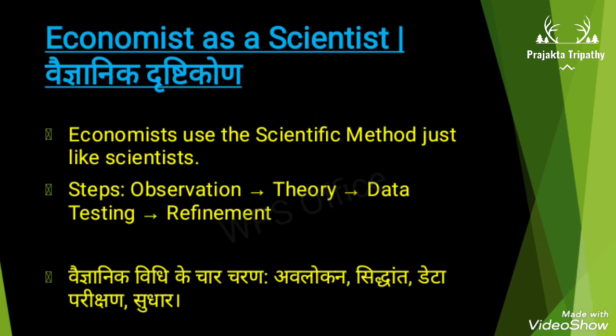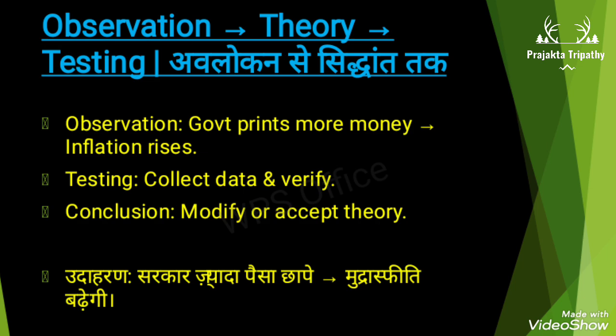The economist as a scientist, the scientific method. Just like a biologist, an economist also uses the scientific method. This method involves three main steps: observation and theory. Everything starts with an observation. For example, a common observation is when the government prints more money, what happens? Inflation occurs. This observation leads to a theory.